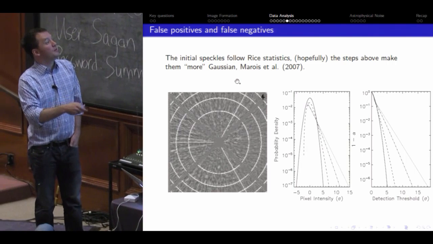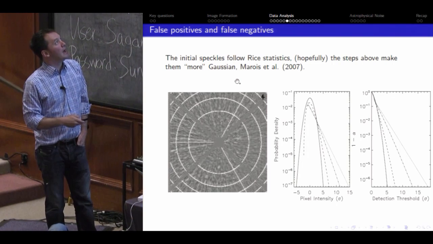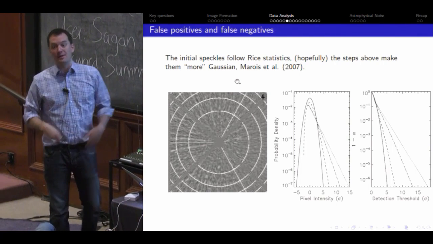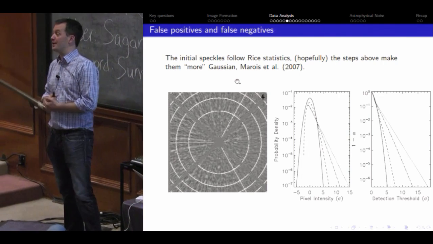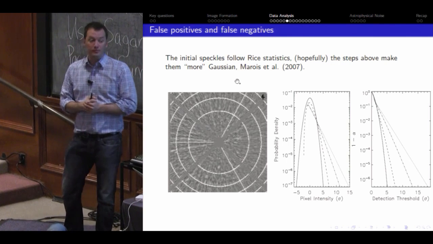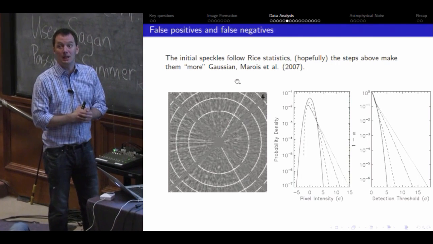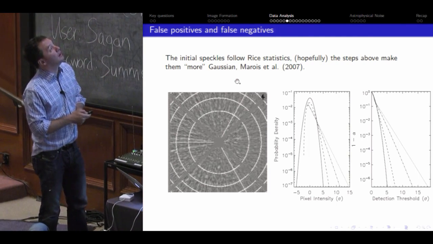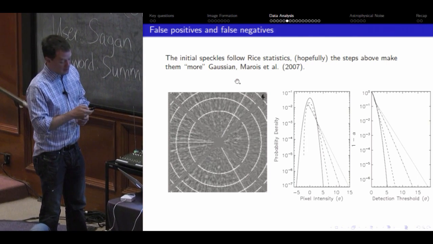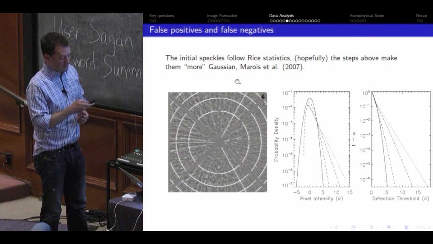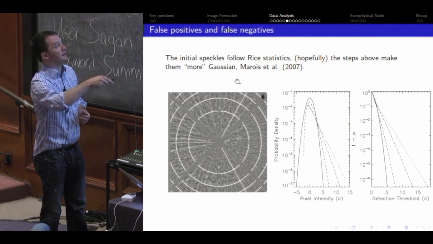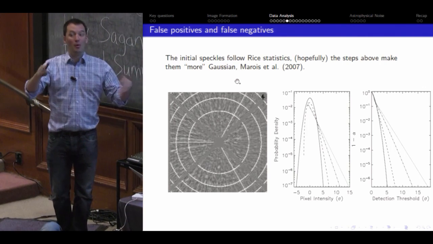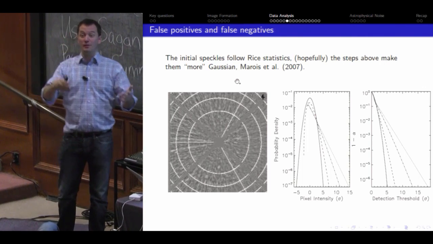So then, once you have your reduced data, hopefully you have something that looks more Gaussian, and you can start putting together confidence intervals on whether or not you have a detection. So how do you go about that? Well, what we usually do is we take these annuli here and we get the standard deviation of the noise, and this is a metric of what a false positive rate is.